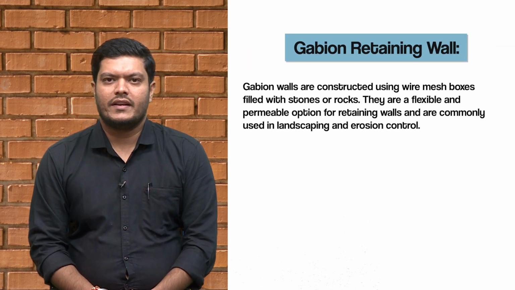Gabion retaining wall. Gabion walls are constructed using wire mesh boxes filled with stones or rocks. They are a flexible and permeable option for retaining walls and are commonly used in landscaping and erosion control.